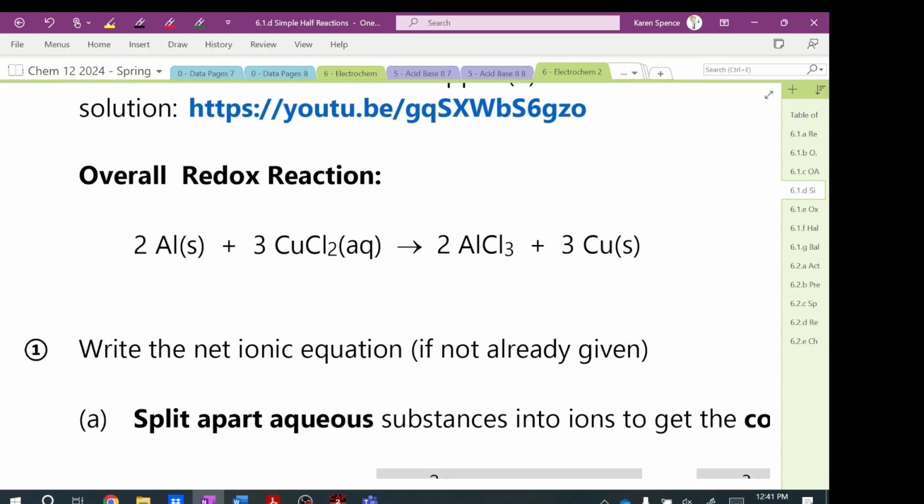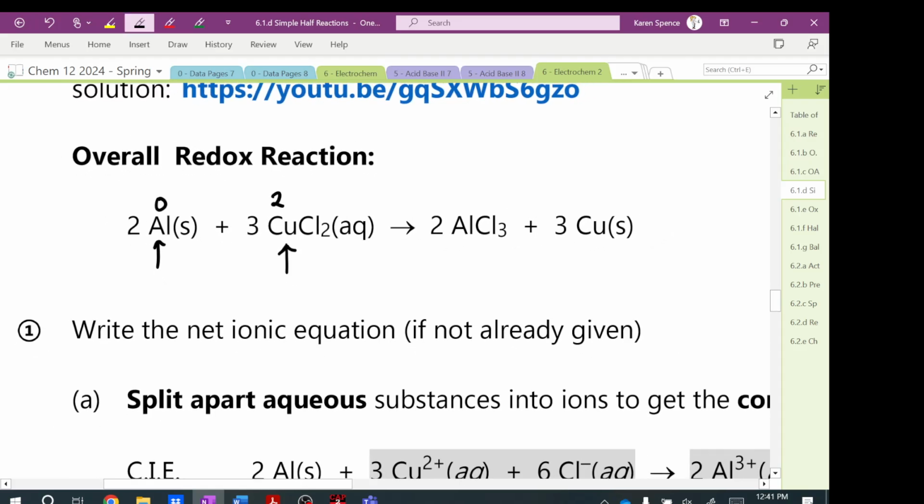Here, where did I put my little pen? Uh-oh. Oh, this could be bad. Oh, there it is. Okay. So what is the oxidation number of aluminum here? 0. What is the oxidation number of copper here? 2+. How about aluminum over on the right-hand side? That is 3+. And copper solid, what is its oxidation number? 0.